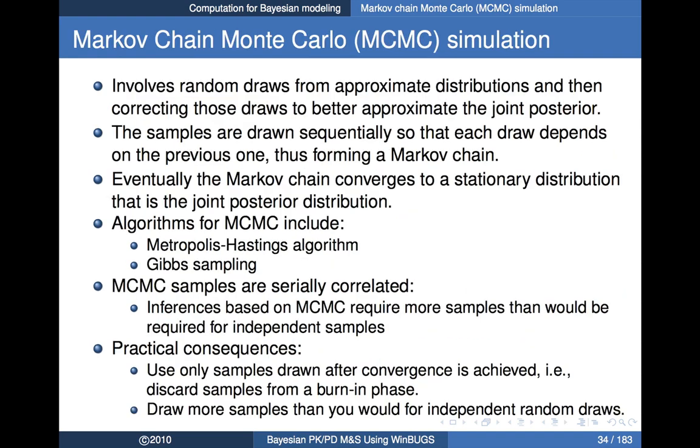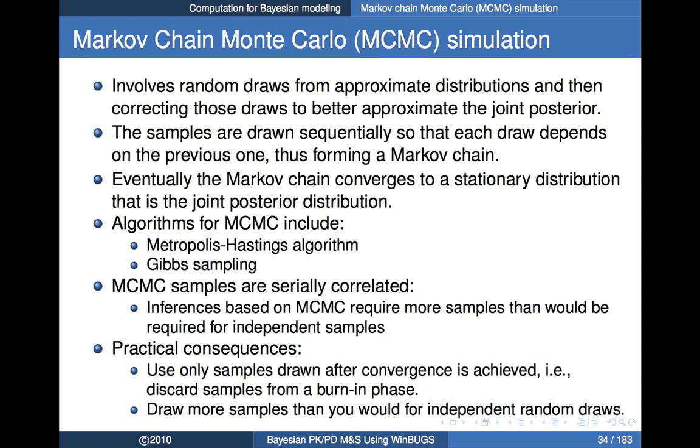So a little more then on MCMC. First, it involves random draws from approximate distributions. By approximate, I mean we're going to take a distribution that in some sense approximates the posterior distribution that we actually want to sample from, and then we correct those draws iteratively in order to better approximate that joint posterior distribution we're trying to simulate from.